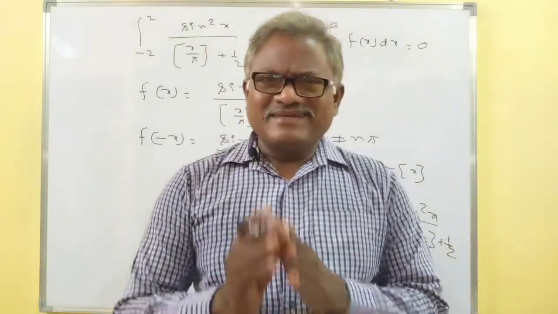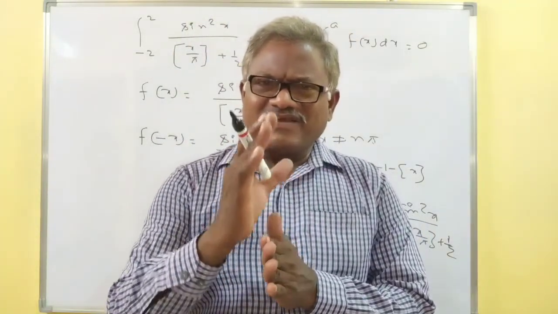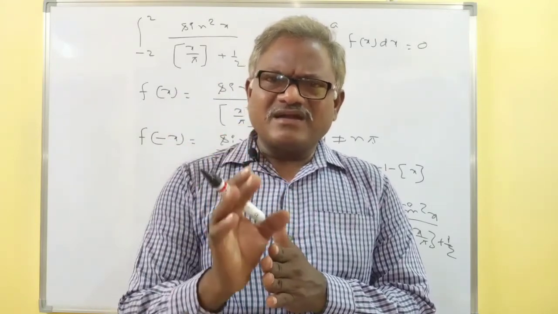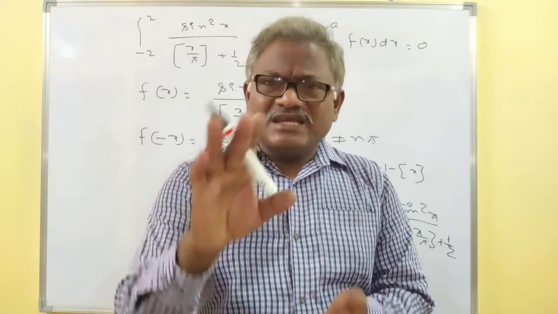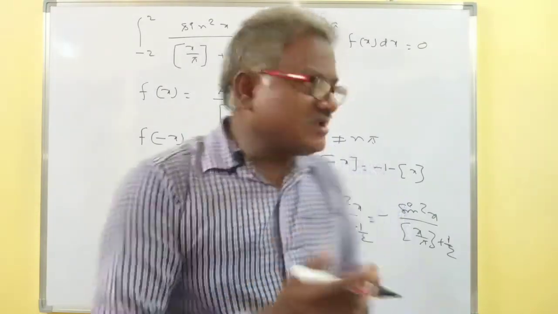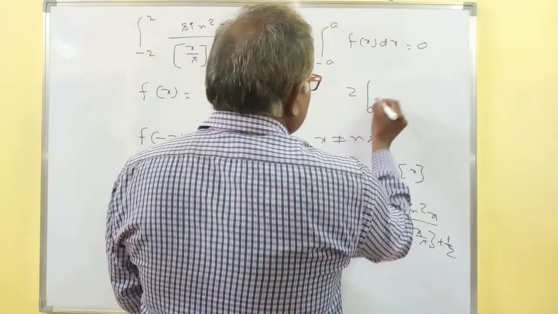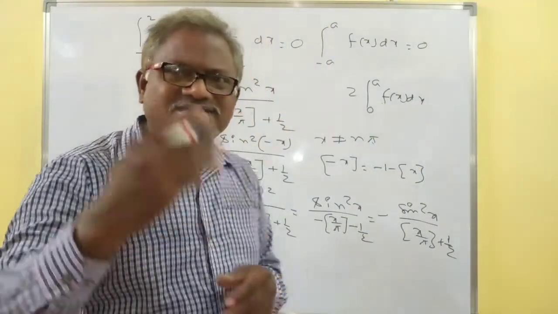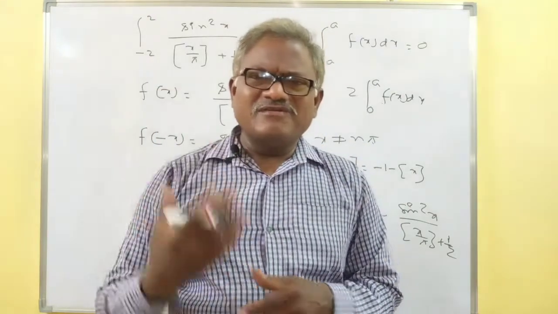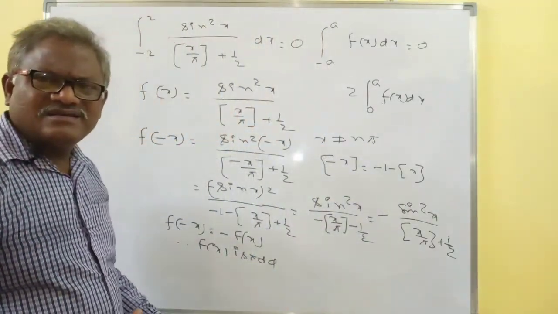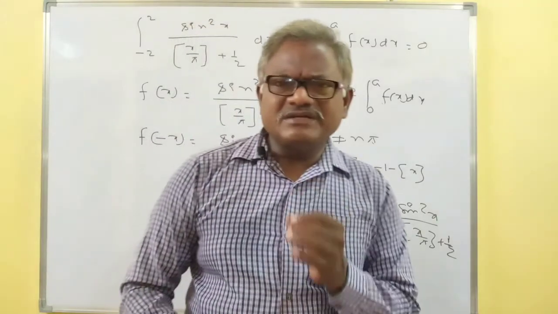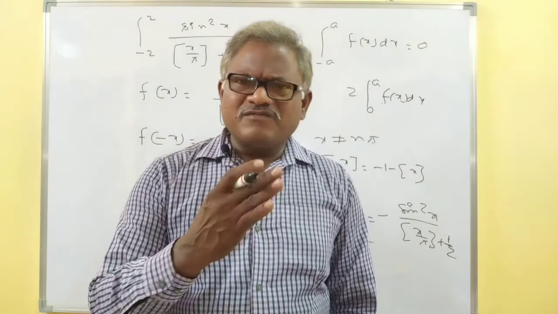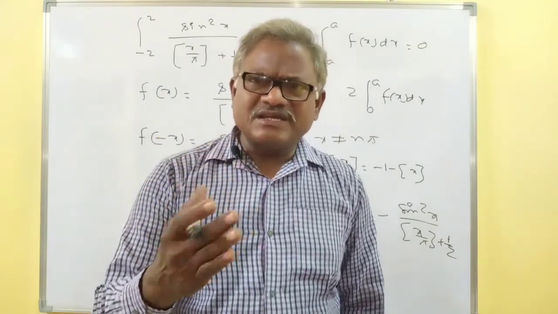Simple one. Whenever in any integral minus a to a is there, just check whether it is even or odd. If odd, directly the value is 0. If even, it is 2 times the integral from 0 to a of f of x dx. But in this case we obtained that f is odd. For odd or even, f of minus x equal to f of x means it is even, and f of minus x equal to minus f of x means it is odd.